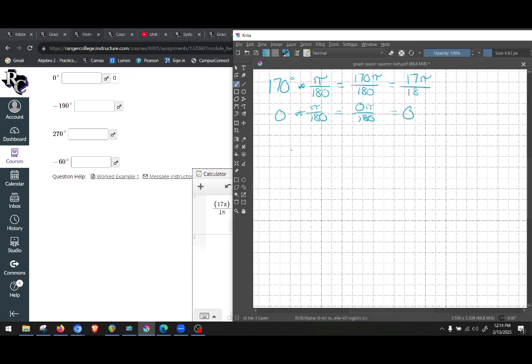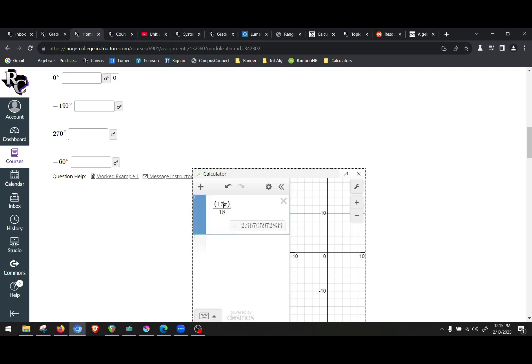Okay, negative 190. Instead of writing all this, as you can see, whatever your degrees are, that times pi over 180 is how we do this conversion. So let's go ahead and do negative 190 pi over 180 degrees. That reduces to negative 19 pi over 18. Negative 3.32 rounded.